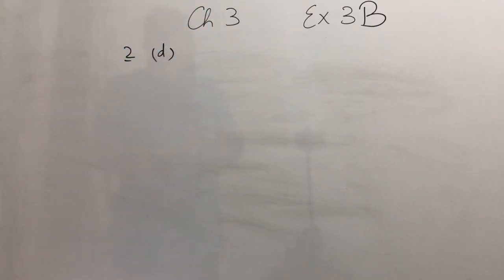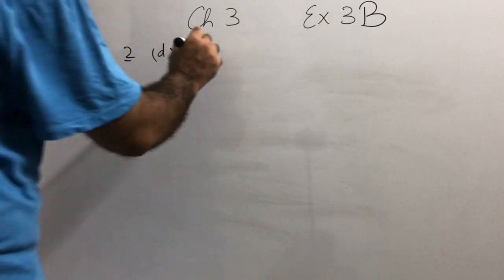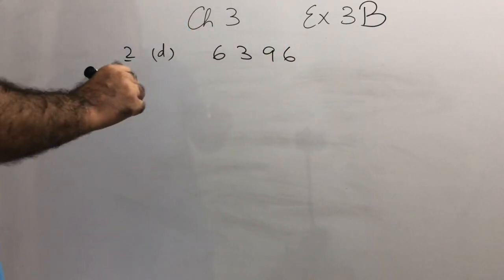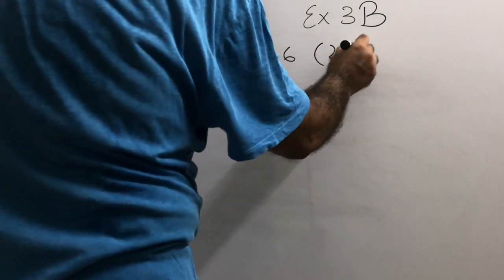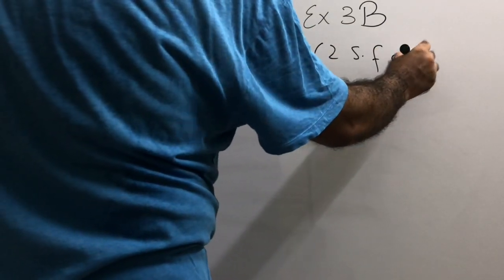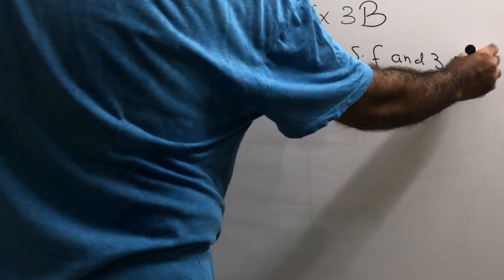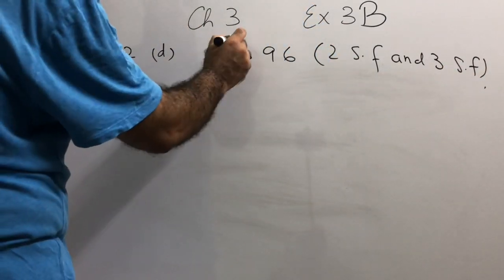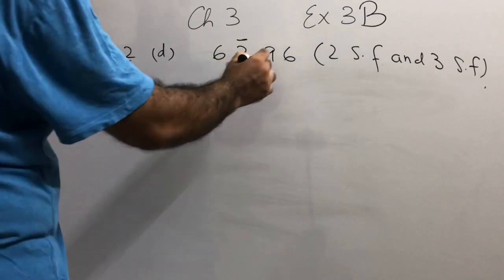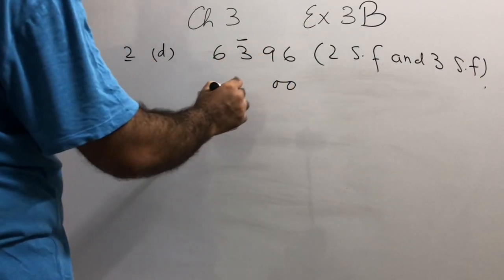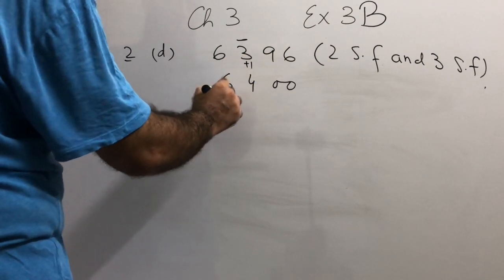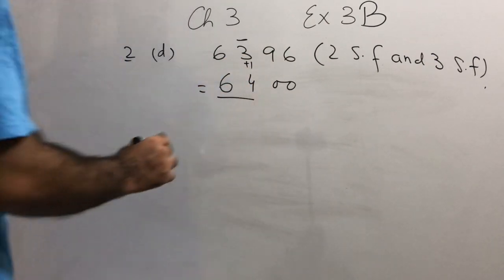Part D says 6396. We need two significant figures and three significant figures. Okay. So first we talk about two significant figures. 1, 2. We'll round off. These two become 0, 0. This is greater than 5. We add 1 here. It becomes 4. So this number has two significant figures.